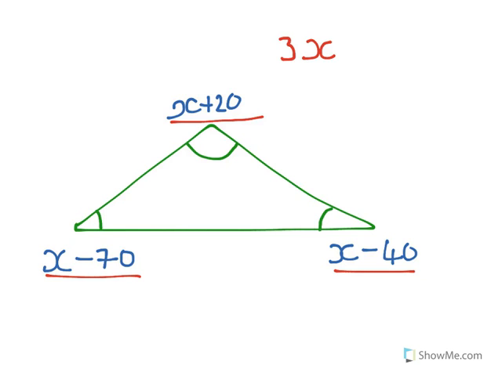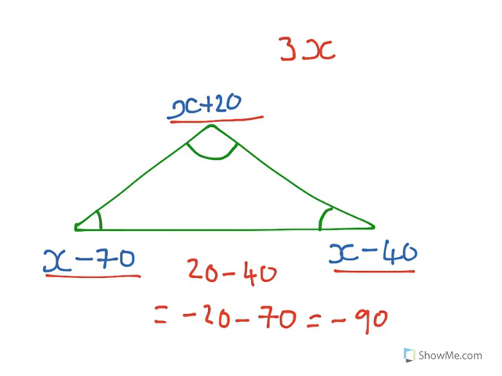So let's just work that out. You've got 20 minus 40, that would equal minus 20. And then we've got to take away another 70. So minus 20, take away another 70, gives us minus 90. So in our equation at the top, we've got 3x minus 90. That's what those three terms add up to, equals, well, what do the angles add up to normally? 180.